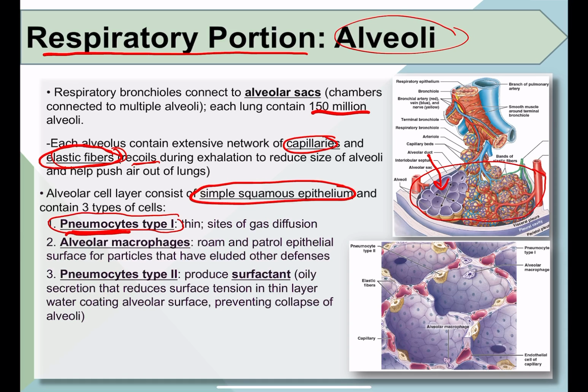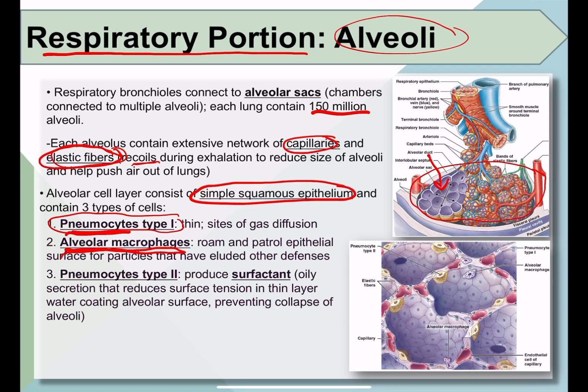You also have alveolar macrophages, and we briefly talked about them in the last chapter on the lymphatic system, when we said there are fixed macrophages versus free macrophages that roam around. Free macrophages within the alveoli are called alveolar macrophages, and they roam around each alveolar sac to patrol for any pathogens or particle debris that needs to be cleaned up. So they act as our last defense this deep down in your lungs.